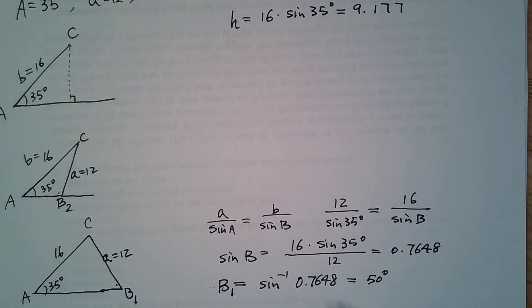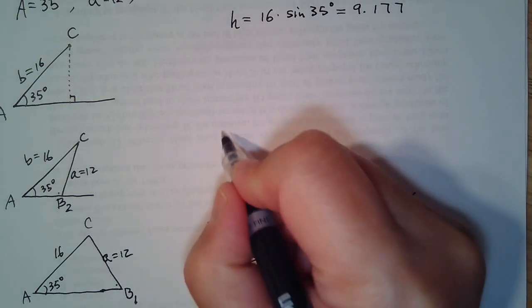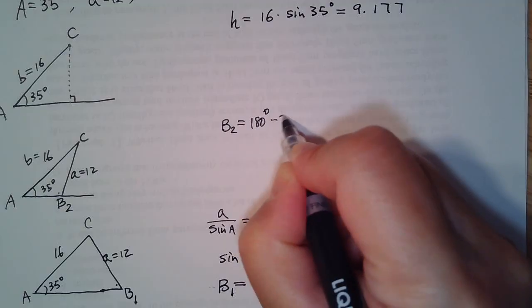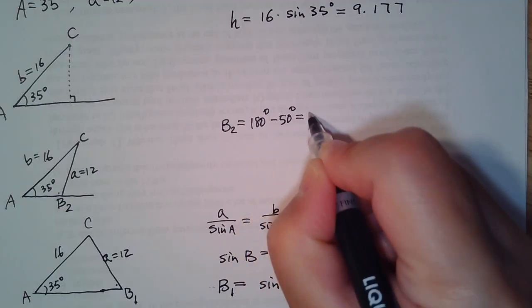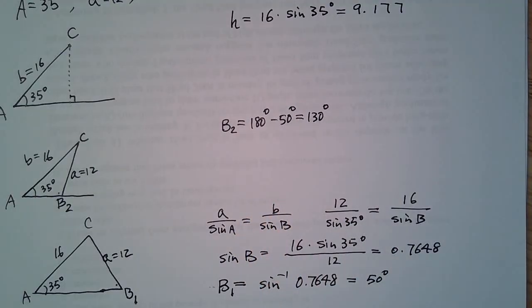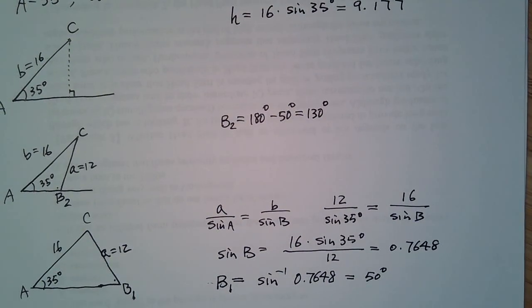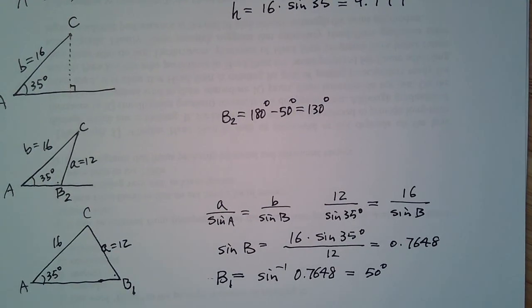So if B1 is 50, then your B2 is going to be 180 minus 50, and that is 130. And if two angles add up to 180, then they have exactly the same sine value, which means sine 50 is the same as sine 130, right? So we know A, we know B, and then we can find C.